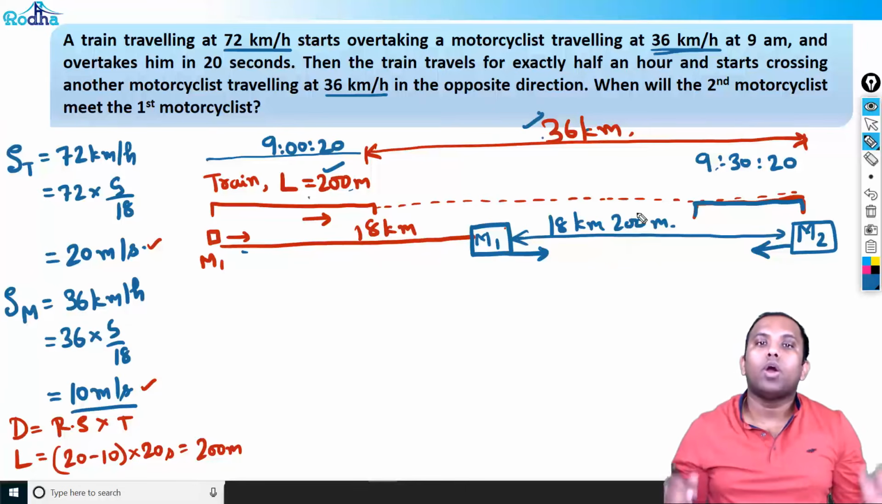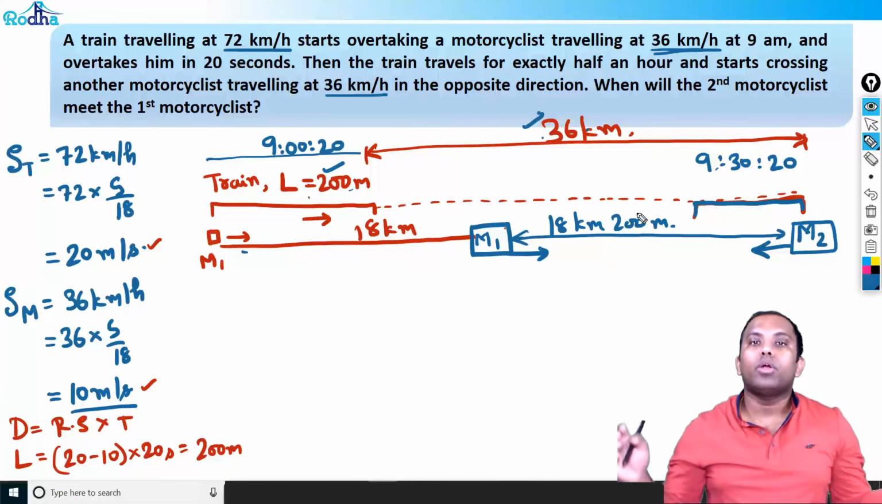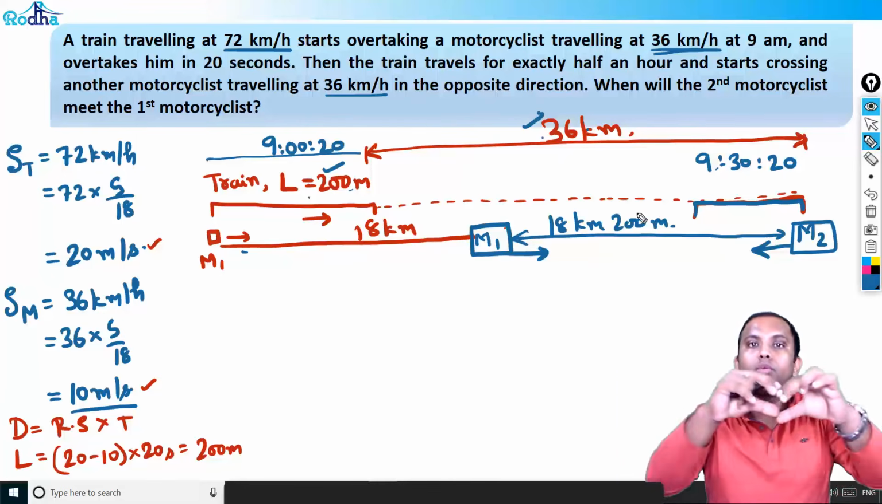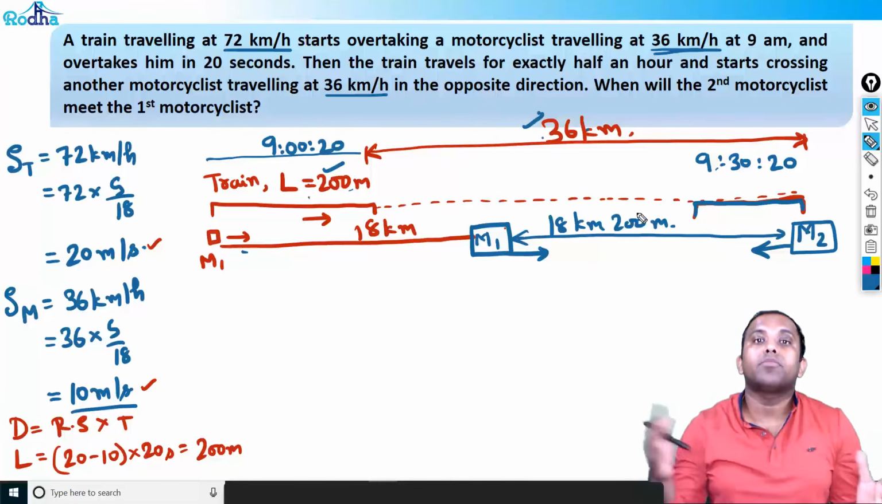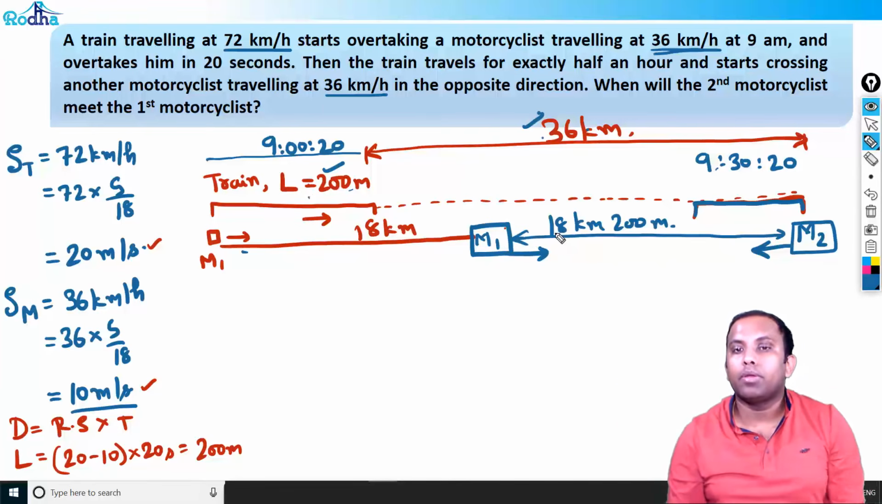You don't need to calculate in how much time the train crossed the second motorcyclist, right? Because I just want to calculate the final step: at what time do the two motorcyclists meet? That means I just need the distance between them, right? The whole diagram is just to find the distance between them. The distance between them is 18 kilometers 200 meters.